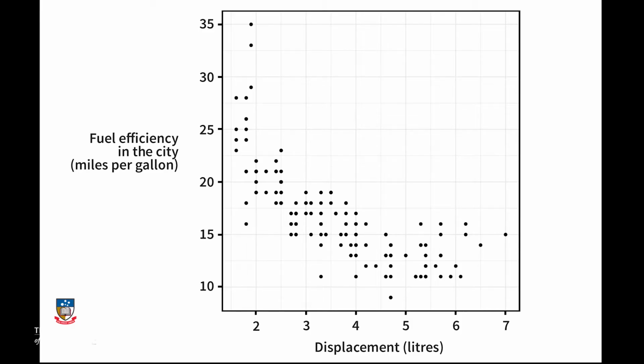Finally, you have a go yourself. Back to the MPG dataset. This scatter plot has the city fuel efficiency against the displacement. Describe that relationship. Seriously, pause the video, have a go. So, what's your conclusion? Mine's that the relationship is a moderate, negative, non-linear relationship.